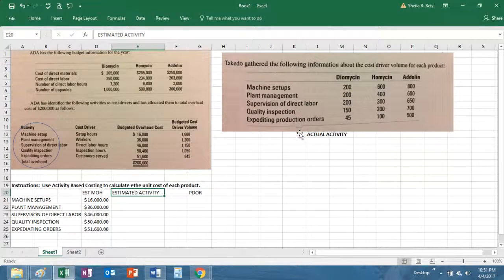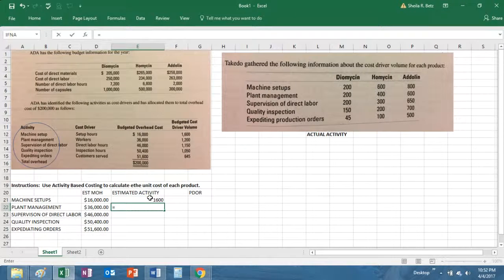But once again, if estimated activity is not given and you only are given actual activity, then you use the actual data. So I have to divide it by the total activity of the entire company. So for machine setups, I want to divide it by total setup hours. I have to sum all of the setup hours across the board for all three product lines. All right, so I need to include all three product lines in my activity.